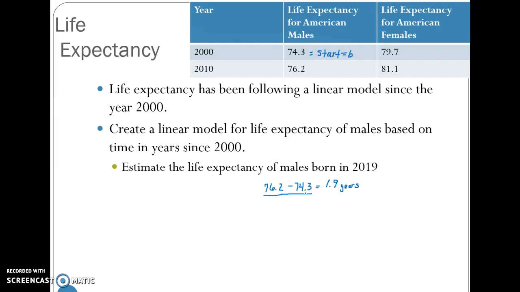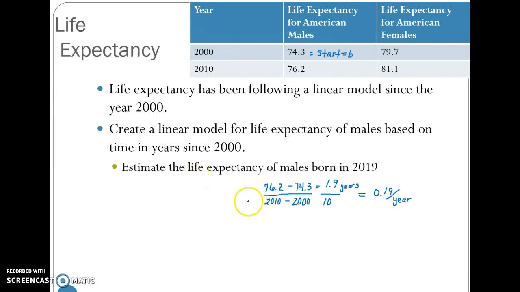Now the time frame is really easy. I can do it in my head, but I am going to write it out so that you see it. In 2010 is where we got this number of 76.2, and we had started back in the year 2000. We do that subtraction, and we end up with that happened over 10 years. And so I do that division, and I get 0.19, and that is how much life expectancy is changing per year or each year. So it is increasing by 0.19 of a year each year.